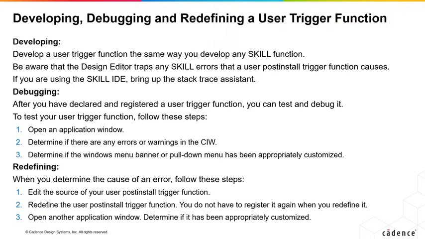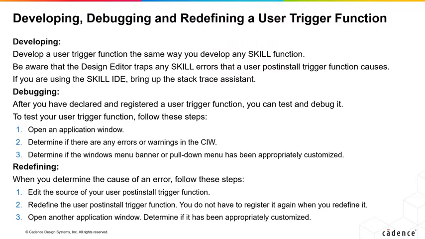Now, when you develop a user trigger function, you pretty much are going to do it the same way you did any other skill function, but it's important to know that the design editor will trap any skill errors, so you might not see them pop up like you would a normal message. And what you're going to want to do is set up the debugger so that you can see the stack trace whenever you see an error, because it'll show you what happened up to that point.